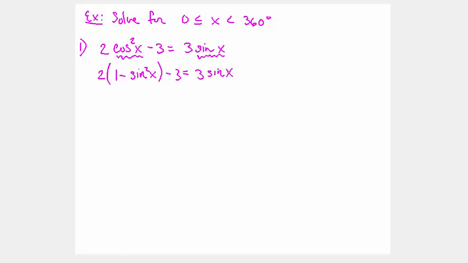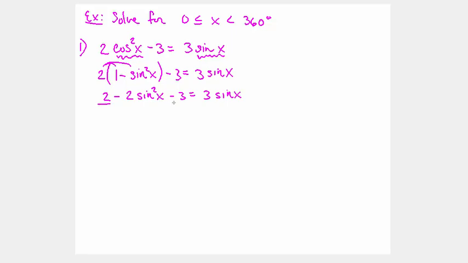Now notice we have only sine functions in our equation. And let's continue to simplify the left side by distributing this 2. This would give us 2 minus 2 sine squared of x minus 3 equals 3 sine of x. Now, I know that I have a sine squared and a sine, which means this is getting close to the quadratic form we're used to by now. But I'd like to get it all on one side and simplified. So let's do that in a couple ways.